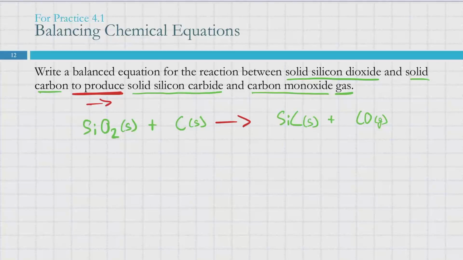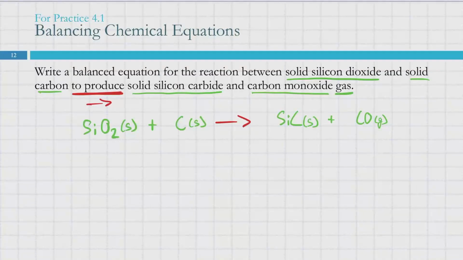It's not balanced. So we have silicon, oxygen, and carbon. Those are our three elements. Two of them show up in two compounds on both sides. Our silicon shows up in silicon dioxide and silicon carbide. Oxygen shows up in SiO2 as well as in CO. So we're going to balance those first. It doesn't matter which one we do, since they're just in one thing on both sides.